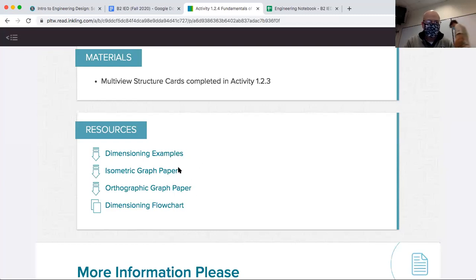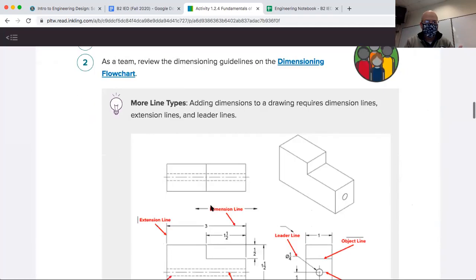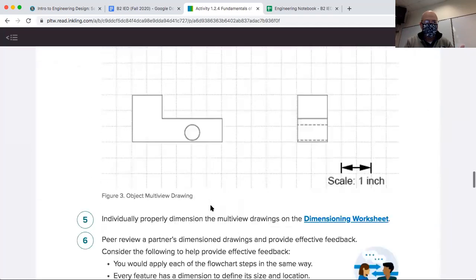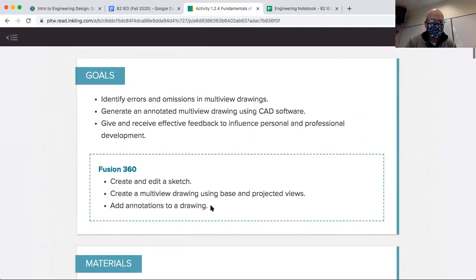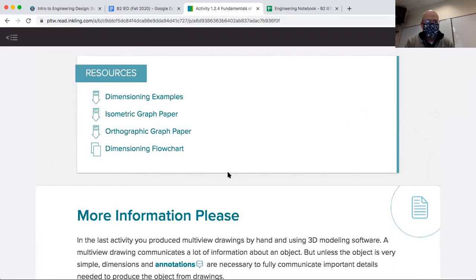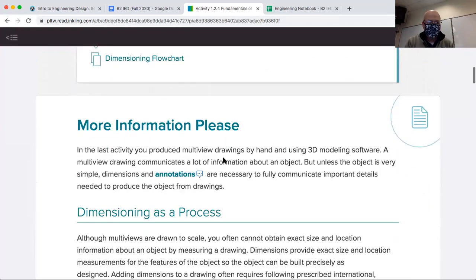Isometric and orthographic graph paper. That's Sam just walked by. Hey, Sam. Isometric and orthographic graph paper, that's just a print if you need it. And dimensioning flowchart, it actually appears lower in the assignment for you to look at. I don't know if it's necessary. I can't even find it. I don't know if it's necessary to take notes on that. So the resource is not really any note taking. Yes, look at all of them.